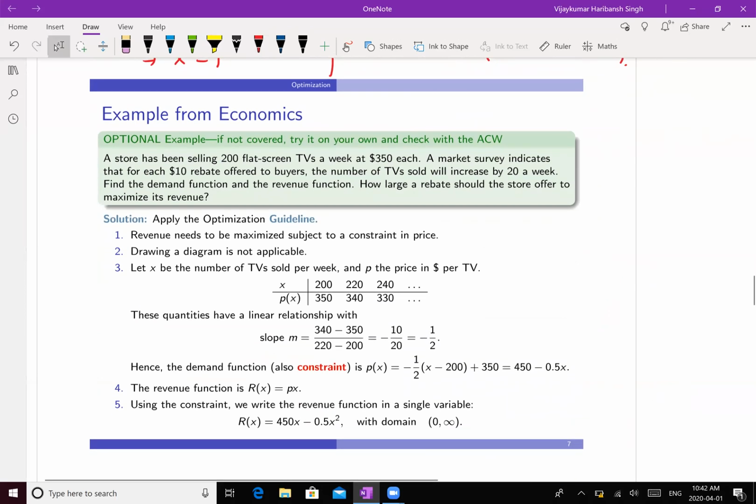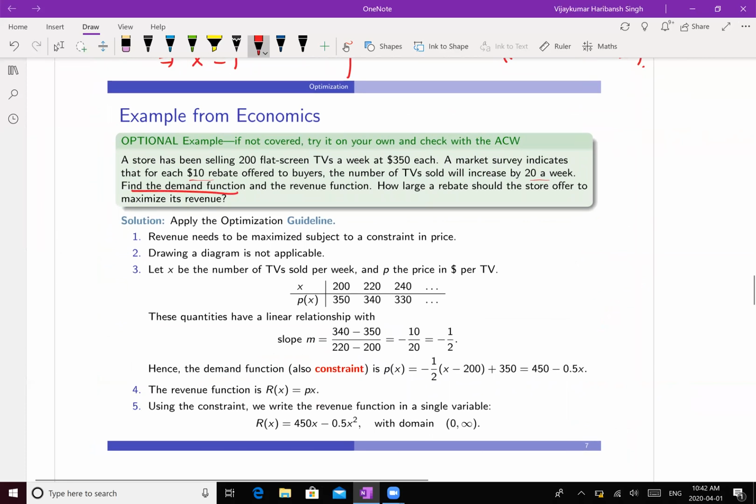This example comes from economics. So a store has been selling 200 flat TVs a week for $350 each. The market survey indicates that if you offer a $10 rebate to the buyers, the number of TVs sold will increase by 20 a week. So find the demand function and revenue function, okay? And then how large the rebate should be to offer the maximum revenue, right?